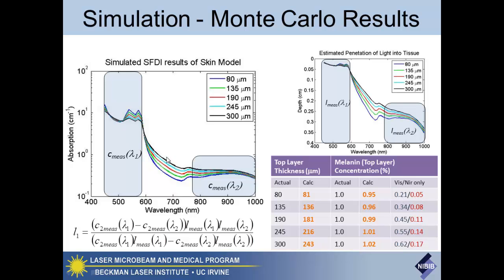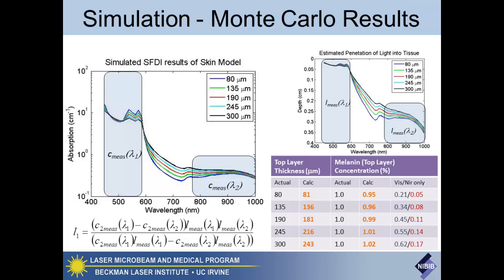From the simulation, in addition to seeing how accurately I can use the differential penetration depth between visible and near-infrared spectra, I also asked the question: what if I only had a system that had visible spectra, and I just fit for the chromophores? What kind of values would I get?